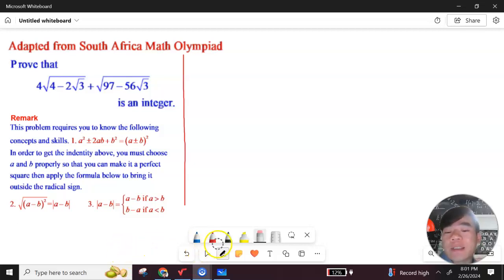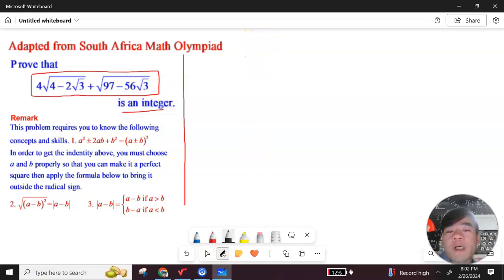Okay, guys, let's take a look at the South Africa Math Olympiad problem. The question just wants us to prove that this expression is an integer. Okay, it's an integer. Before we talk about this one, let's talk about the complete square formula.